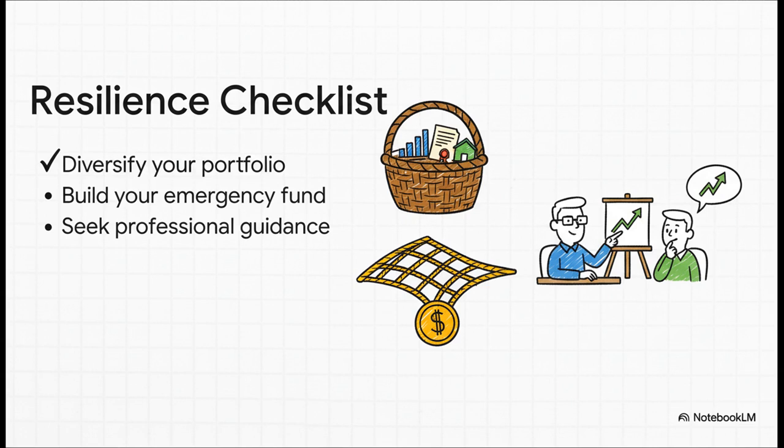Number 2, build and maintain that emergency fund, that 6 to 12 months of expenses. It's your personal safety net. And 3, don't ever be afraid to get some professional guidance. A good financial advisor can help you customize all these strategies for your specific situation.